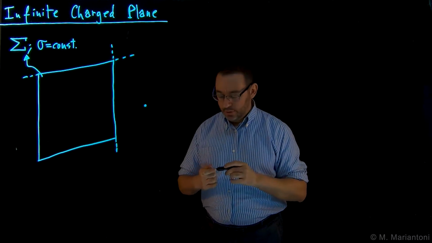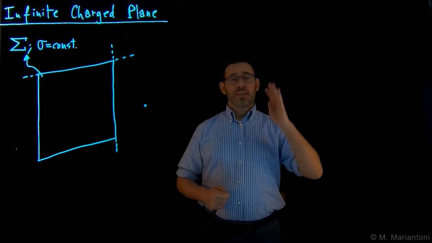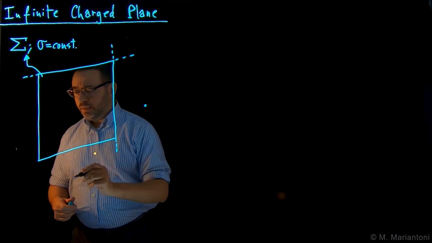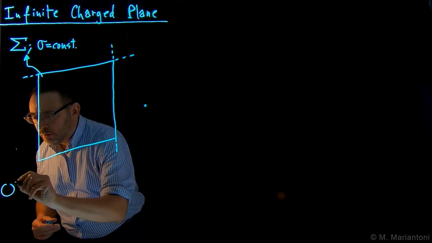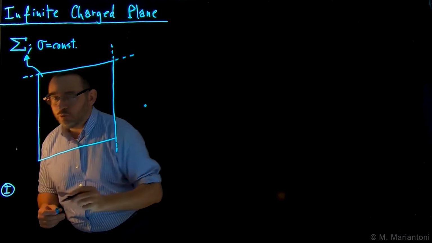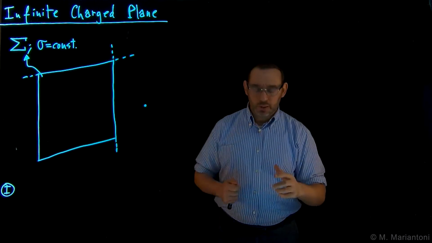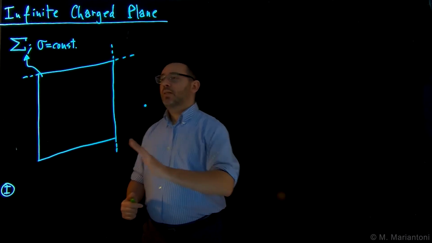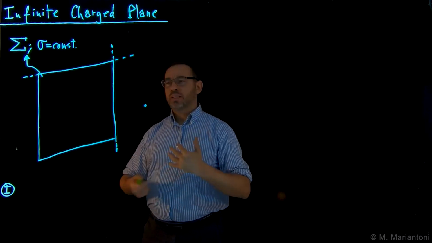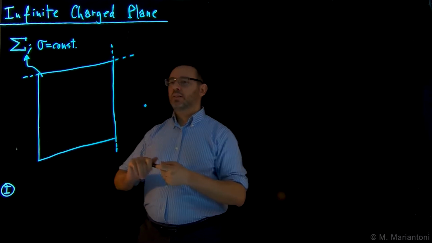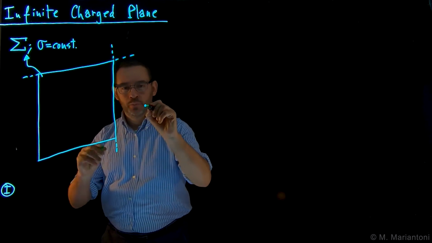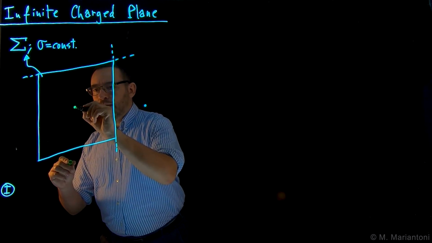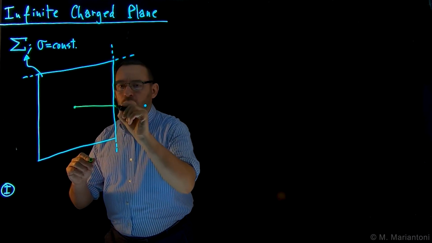How do we proceed? As always, we need to follow the 4 steps of any problem in physics. So the first step is to identify, to choose a suitable coordinate system. In this case, we choose, obviously, a Cartesian coordinate system, because this is a plane, so it resembles very well a Cartesian coordinate system. It calls for it. So this will be the center, the origin of such a coordinate system.